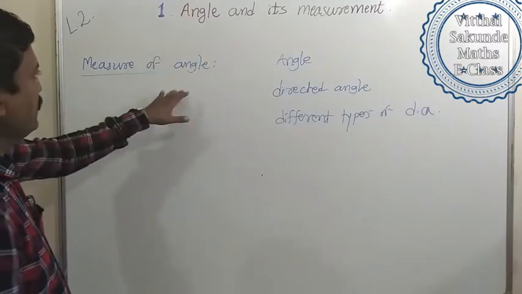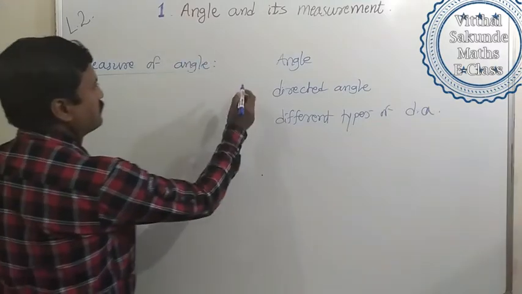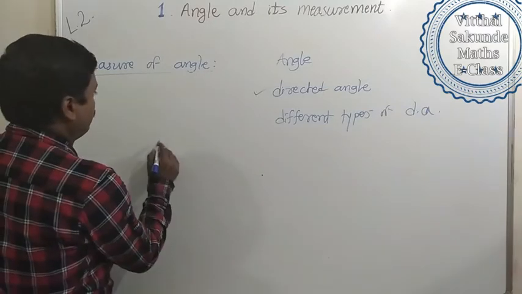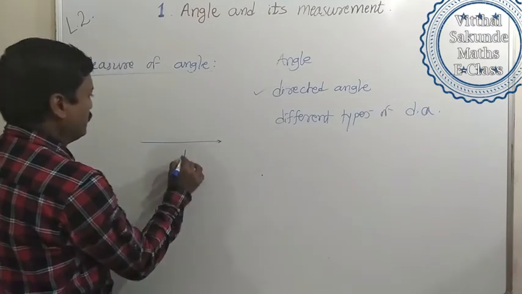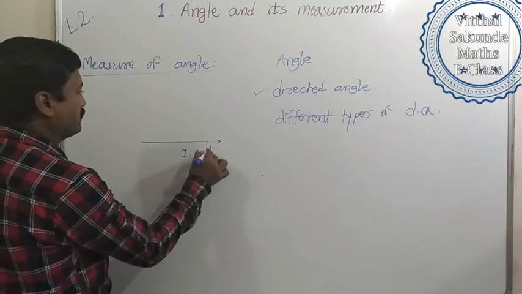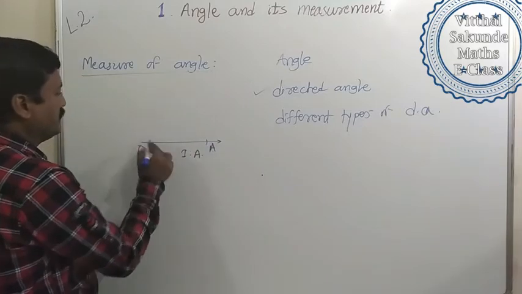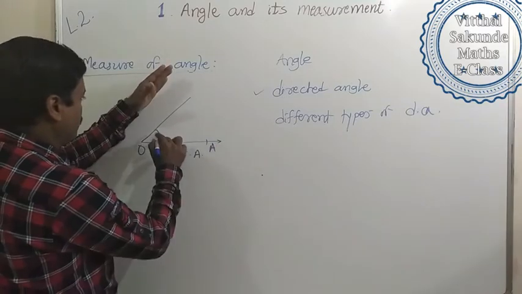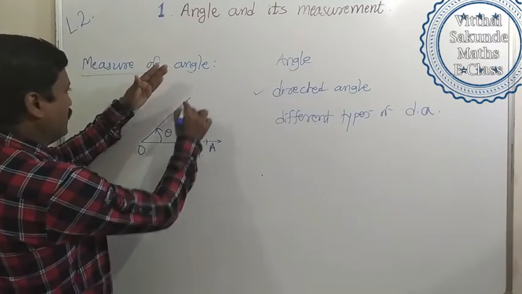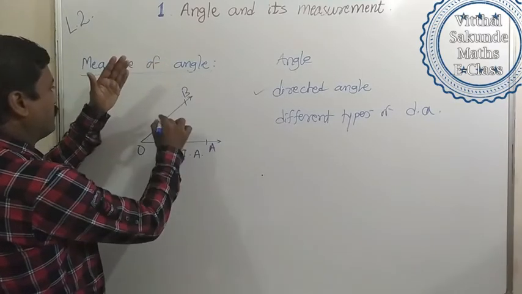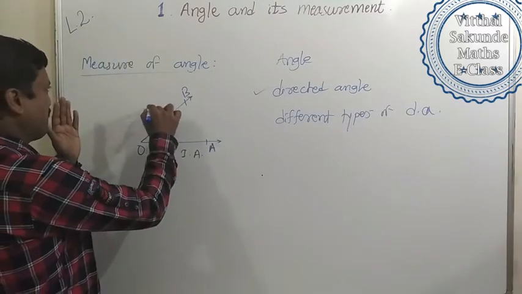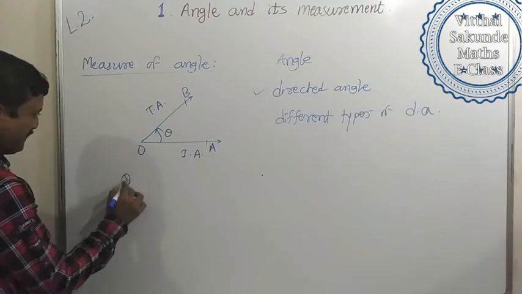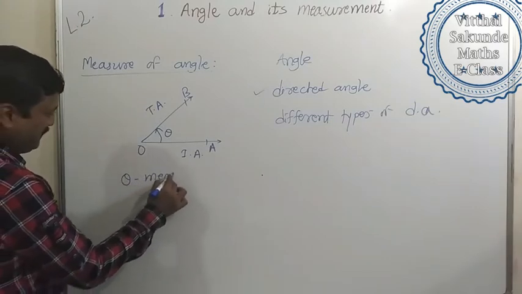Here the measure of angle is nothing but the amount of rotation, because we are learning about directed angles. So the amount of rotation of the initial ray, suppose OA, up to the terminal arm, this theta, is nothing but the measure of angle.